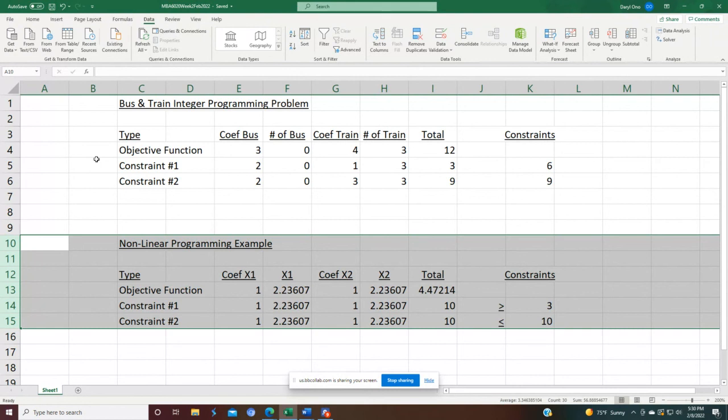And also for these problems, for the integer and nonlinear, I have other problems that I gave you. We didn't solve them today, but you can try them to make sure that you know how to use the software, so that everything's going to be okay.